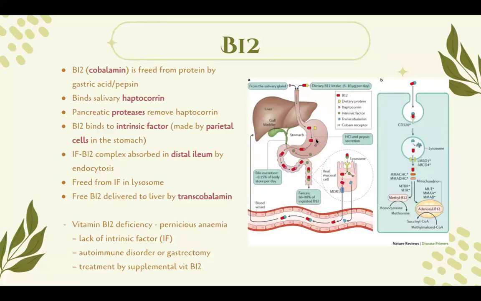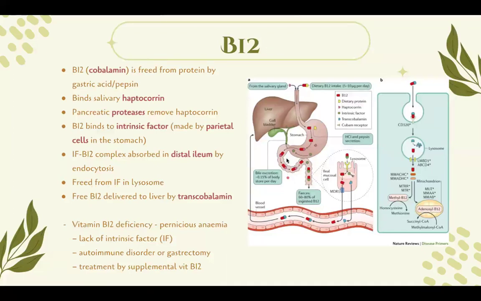So the B12 now is free, but we need something to stick to it. So the haptocorrin that we had from the saliva will stick to the B12 here in the stomach and continue with it for a little bit more. We have something produced by the parietal cells in the stomach called intrinsic factor. This is very important, and we will see why in a little bit. So intrinsic factor is made by the parietal cells in the stomach, and then it will flow with this B12 haptocorrin complex to go to the small intestine.